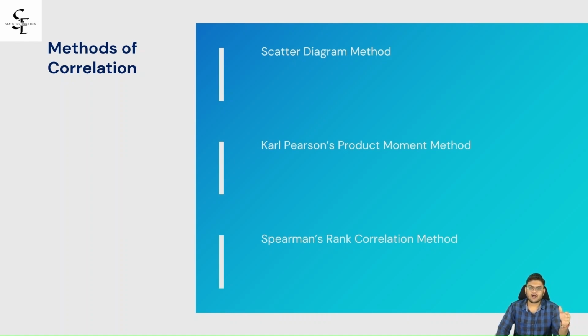Here we will draw a graph and obtain correlation from that. The second one is Karl Pearson's product moment method, where we will use an equation to obtain correlation. And the last one is Spearman's rank correlation method. This method is specific for qualitative variables like beauty, art, etc.